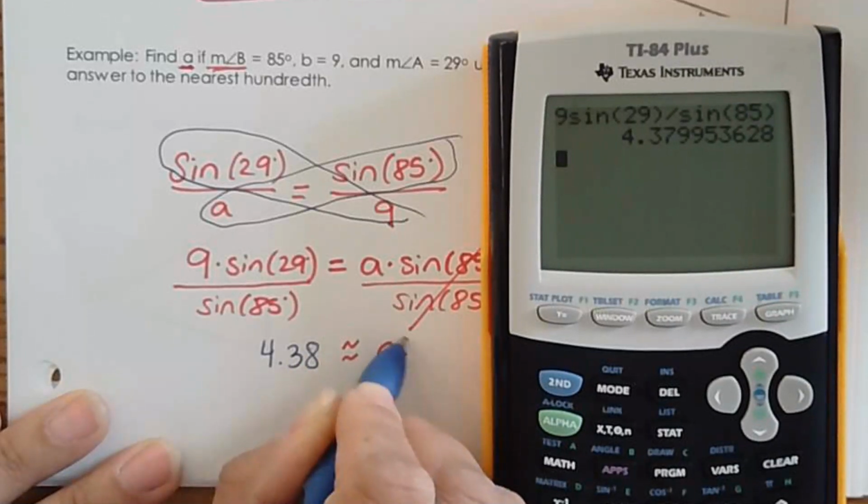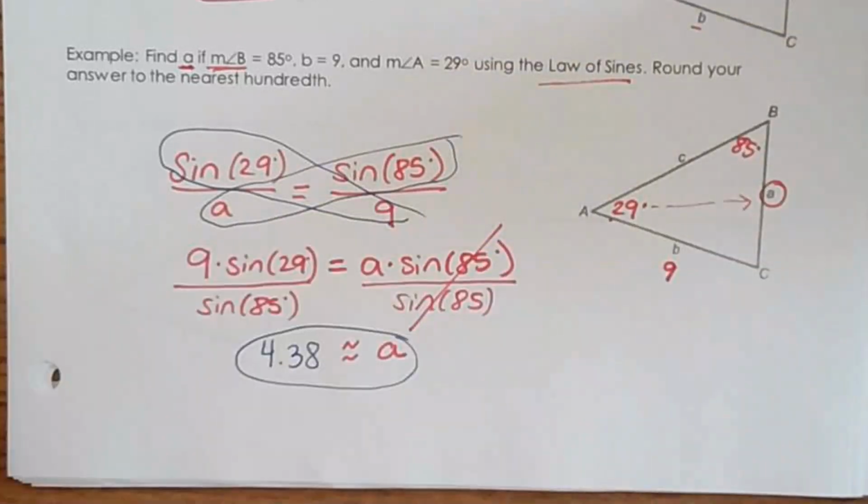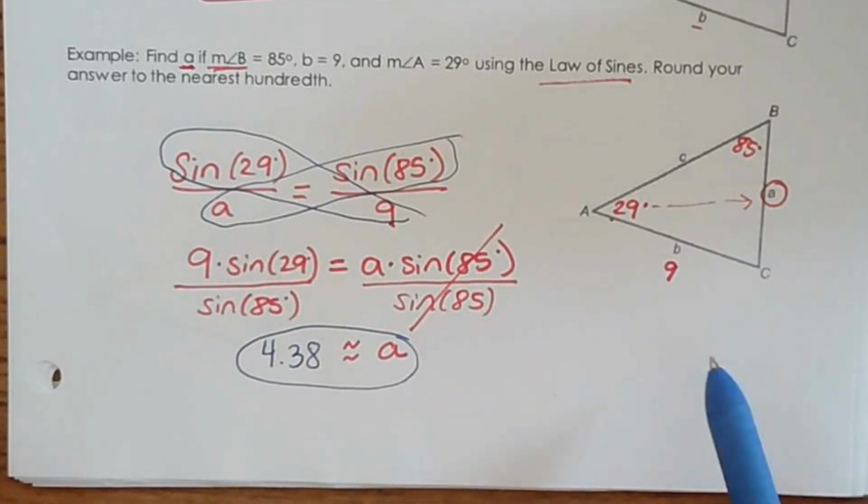The units, there were no measurements for units there, so we don't need to put anything, but you could put units if you wanted to, or if it's centimeters or inches or whatever. But that's all it is. That's what we're going to be doing with law of sines.